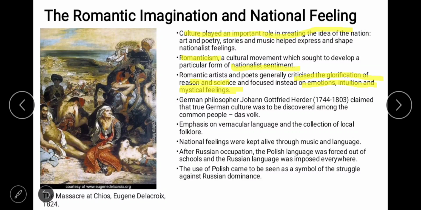This was especially the case in Poland, where even though Poland no longer existed as an independent territory, national feelings were kept alive through music and language. It is an important point to be noted that language too played an important role in developing nationalist sentiments, because it came to be seen as a symbol of the struggle against dominance.